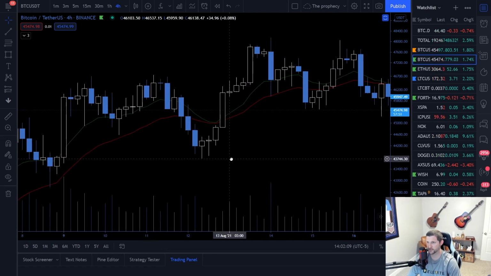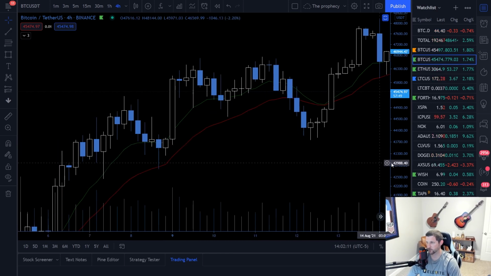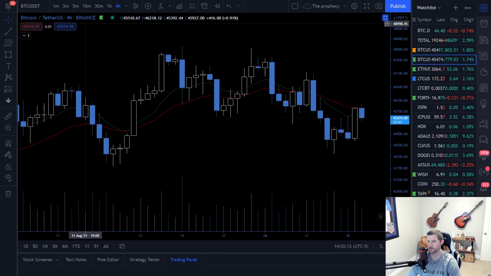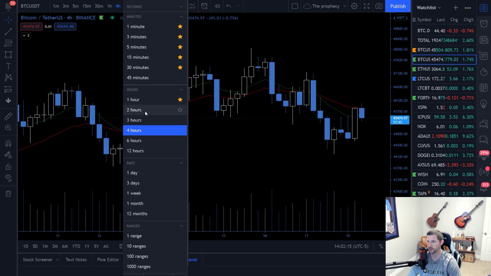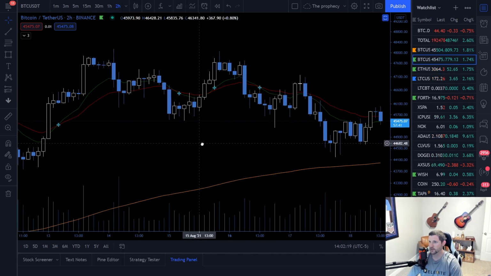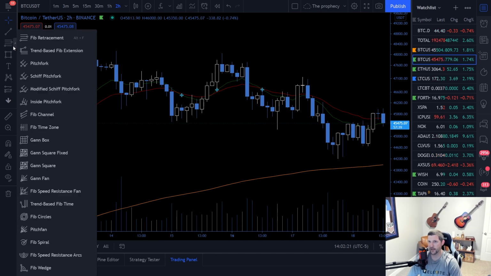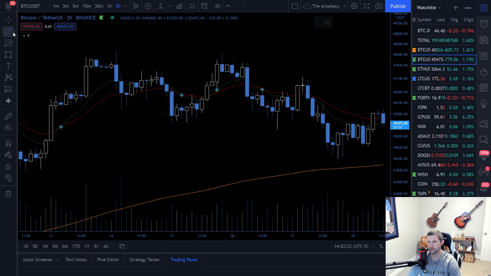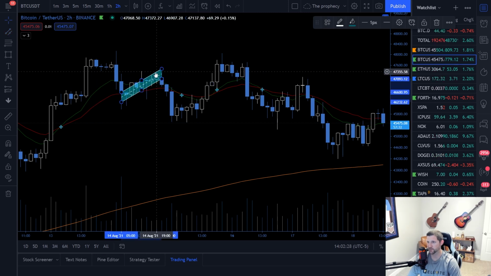All right, so patterns is another way to do it. Let's go down in time frames a little bit to the 2 hour so we can find some patterns. All right. So I do see a little bear flag type deal here. Okay. So price breaks down. We get this bear flag consolidation and we break down again.